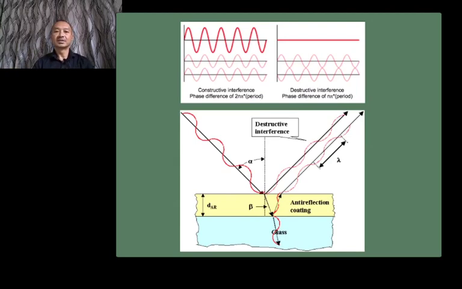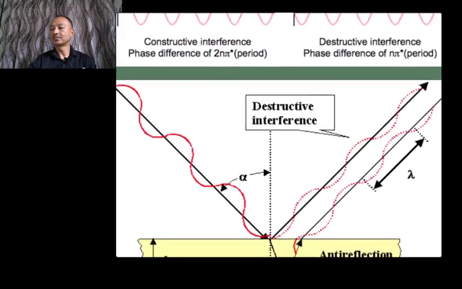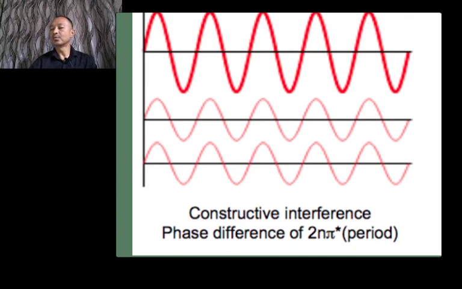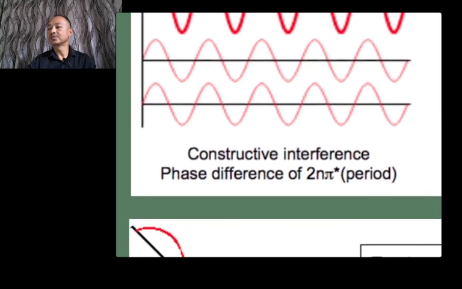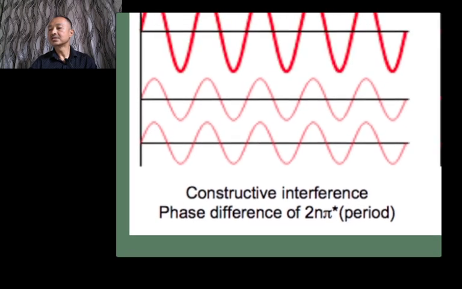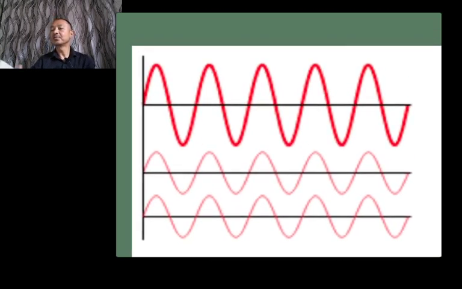Something about destructive interference, because I'm repeating this term again and again, you should have some basic understanding of what it is. If you look at the top one, what is happening? You can see the bottom portion. There are two waves of light. They are in phase. That means the peak is in tune with the peak of the other wave. So there will be constructive interference. That means there will be amplification of light.